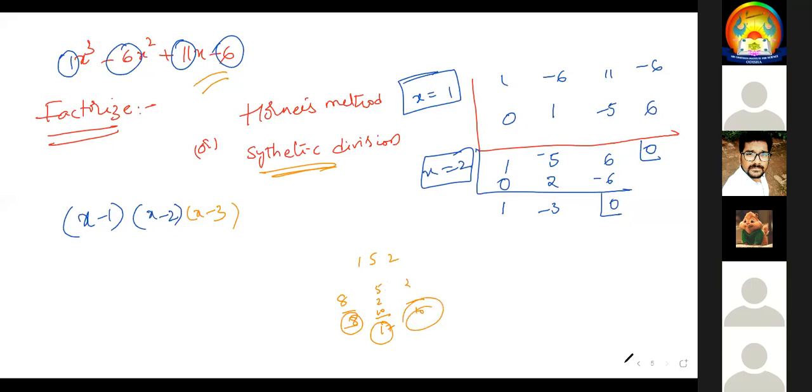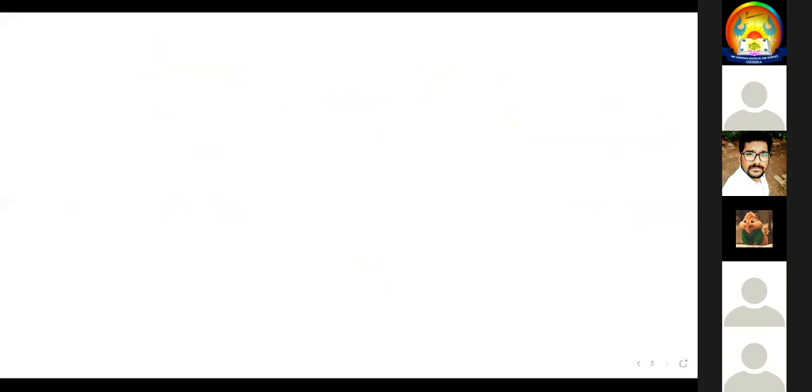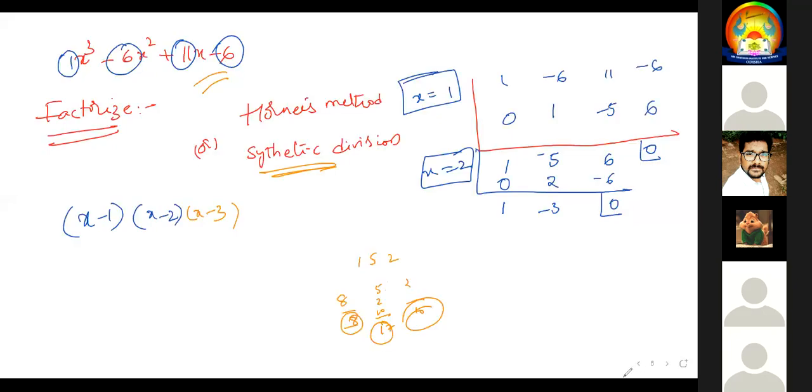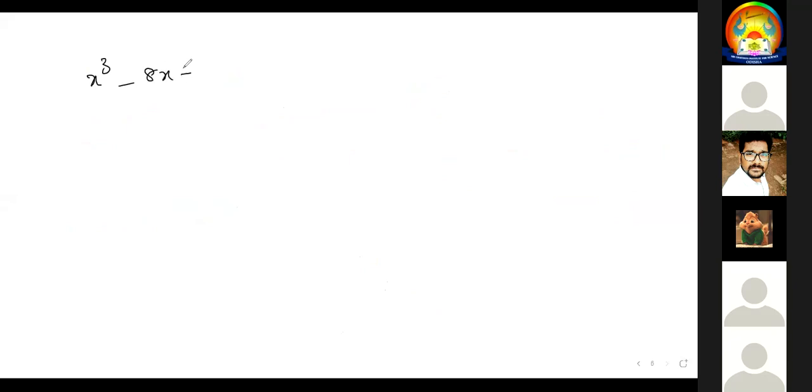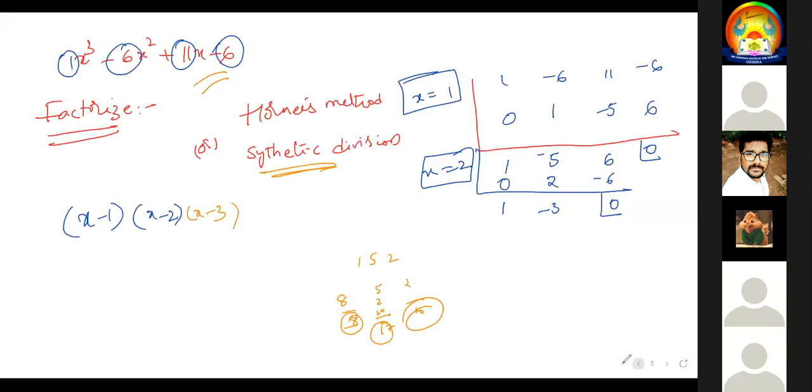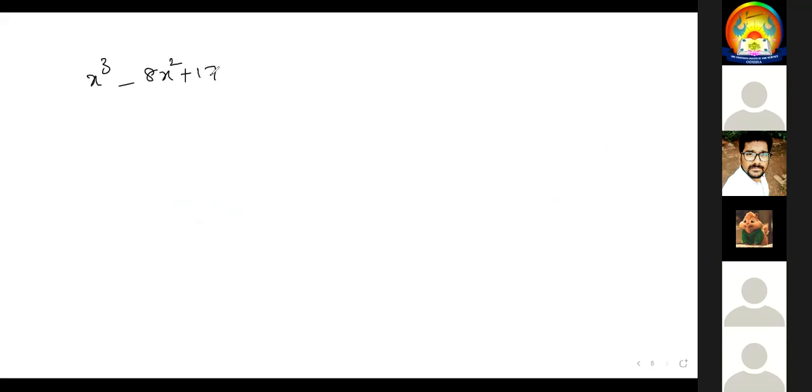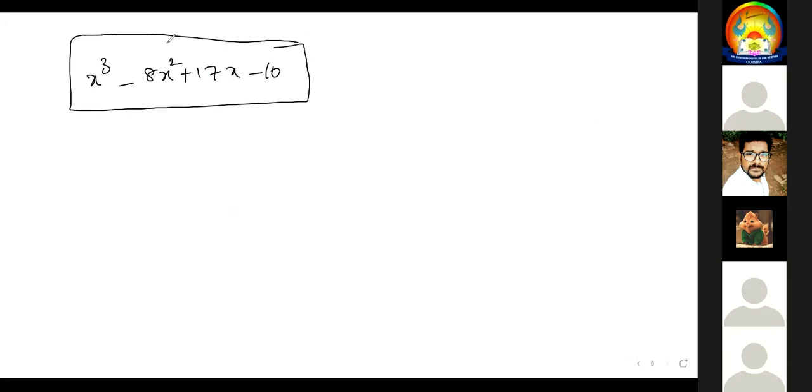I'll write the question here. Now try to do it like this. X cube minus 8x square plus 17x minus 10. Please try to solve it using that method.